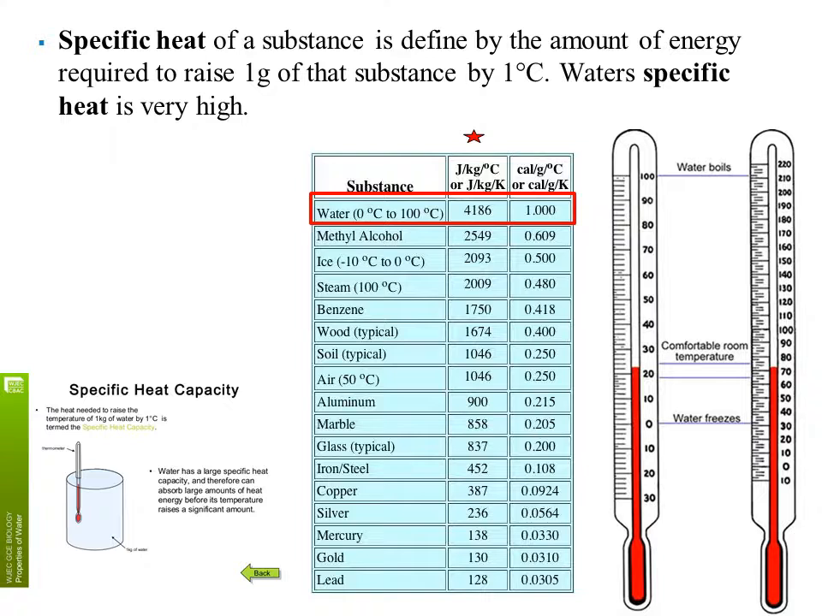And as you can see, water absorbed the most heat before it changed in temperature. It absorbed 4,186 joules of energy. So it has a very high heat capacity.